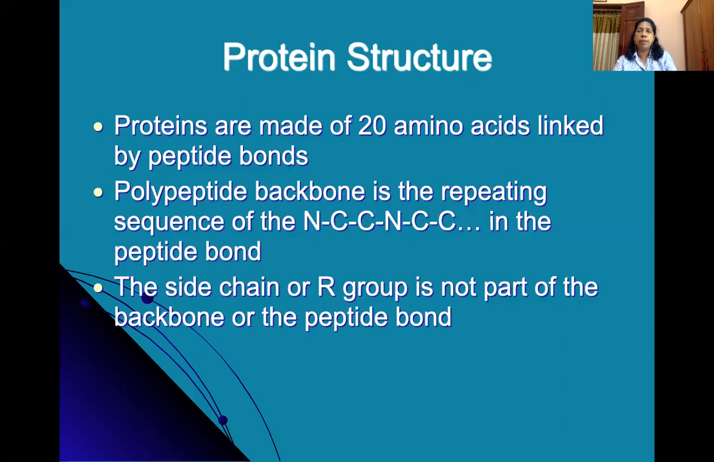Before I discuss these functions, I want to remind you about the protein structure again. The proteins are made of 20 amino acids linked by peptide bonds. The polypeptide backbone is the repeating sequence of N-C-C in the peptide bonds. The side chain or R group is not part of the backbone or the peptide bond.